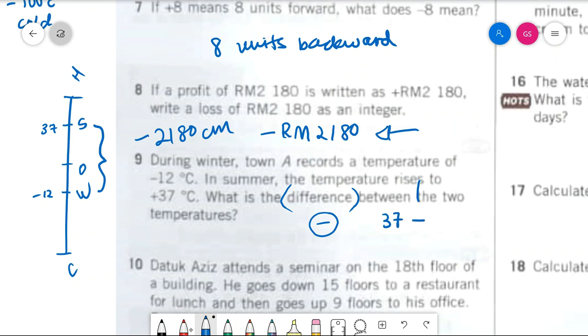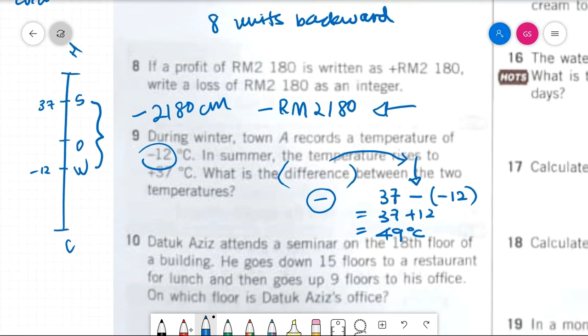This minus is for what? No, this minus is for difference, not because of this negative 12, it's because of this difference. Okay, then you bracket minus the smaller number. That will give you 37 plus 12, and that will give you 49 degrees Celsius of difference. Of difference. Okay?